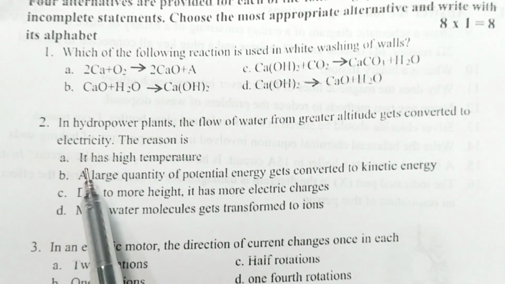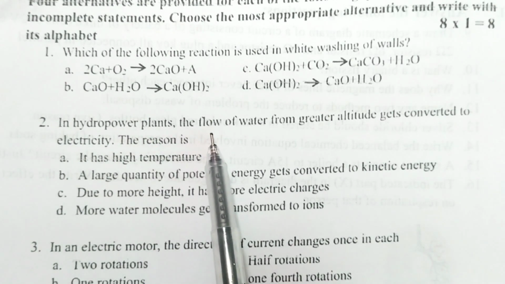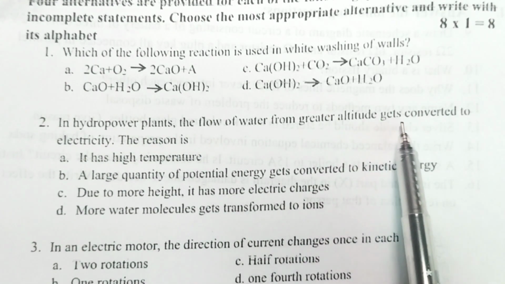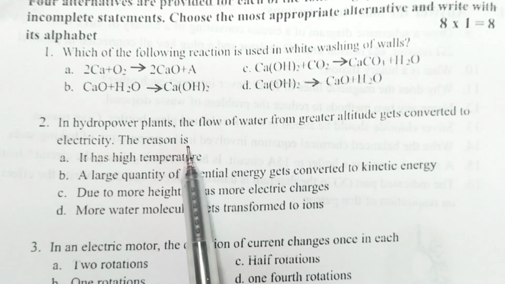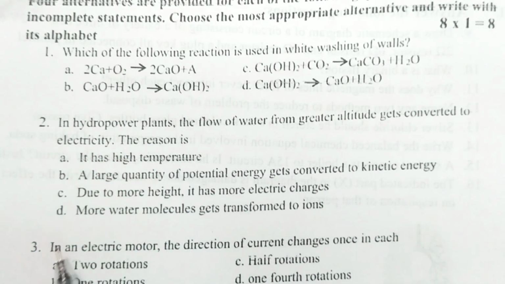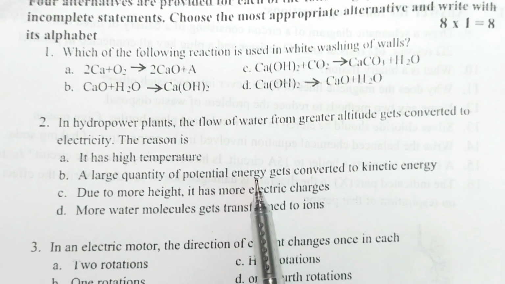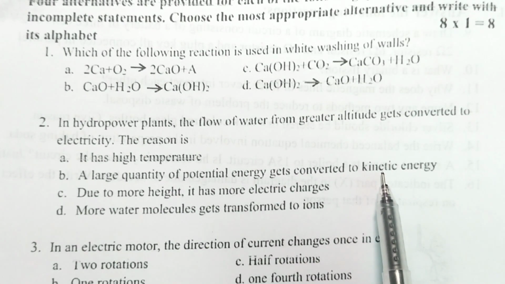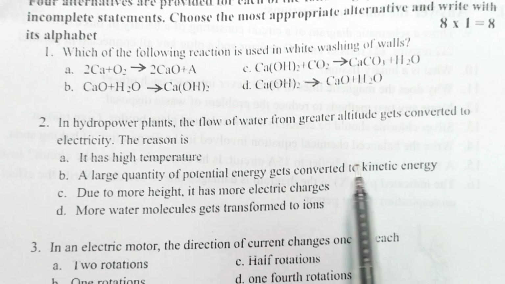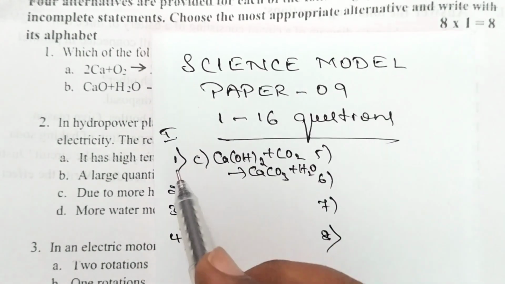Then coming to the second one: in a hydropower plant, the flow of water from greater altitude gets converted to electricity. The reason is it has high temperature. Among these four options, the right answer is option B, a large quantity of potential energy, because in a dam the water is stored. The stored energy is potential energy, and when the water is made to flow, that potential energy is converted into kinetic energy. Using the kinetic energy of water, we are producing hydropower. So for the second one, the right answer is option B.